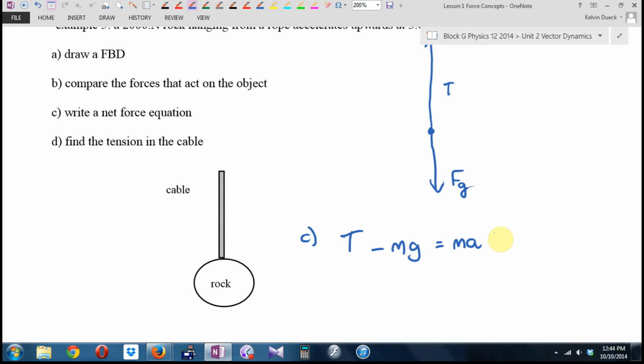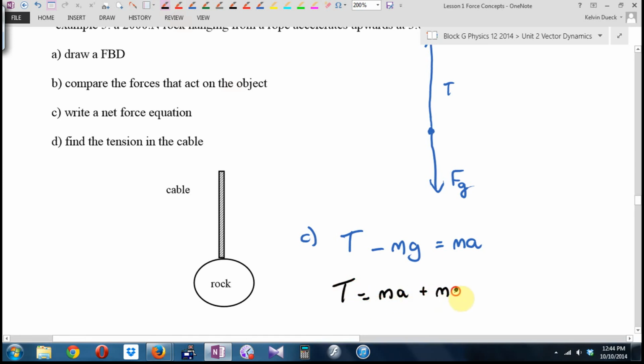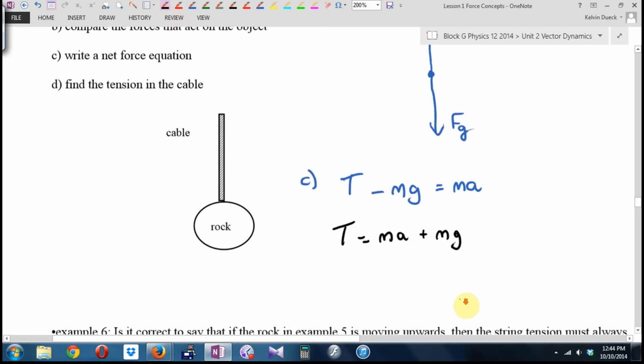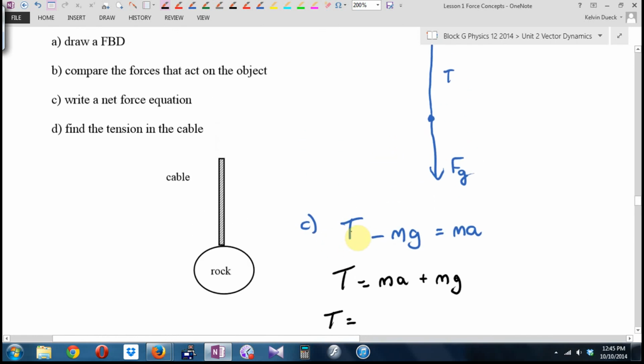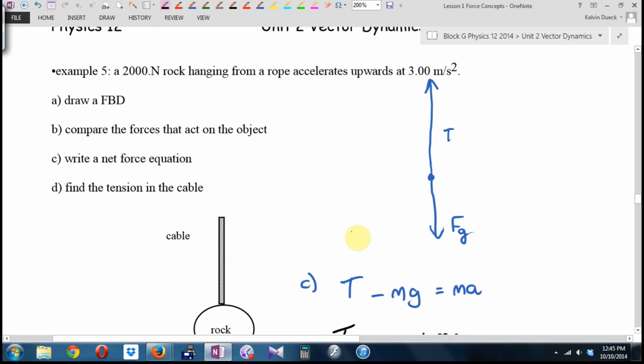What does part D want me to find? How would I get the tension by itself in my equation, folks? Plus the mg over, so I'm going to get this. Tension equals ma plus mg. All right, let's see if I can go further. Tension equals, did they tell me the mass of this? Ooh, they didn't. What did they give me here?